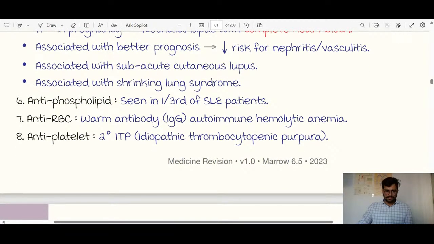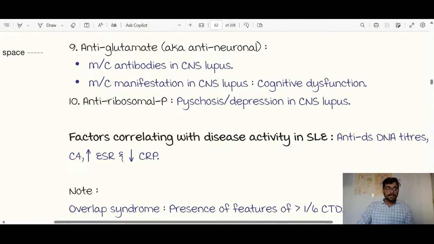Anti-phospholipid is seen in one third of SLE patients. Anti-RBC is a warm antibody, IgG, in autoimmune hemolytic anemia. Anti-platelet is in ITP, idiopathic thrombocytopenic purpura. Number 9 is anti-glutamate, also called anti-neuronal. These are the most common antibodies of CNS lupus. The most common manifestation of CNS lupus is cognitive dysfunction. Number 10 is anti-ribosomal P: psychosis and depression in CNS lupus.